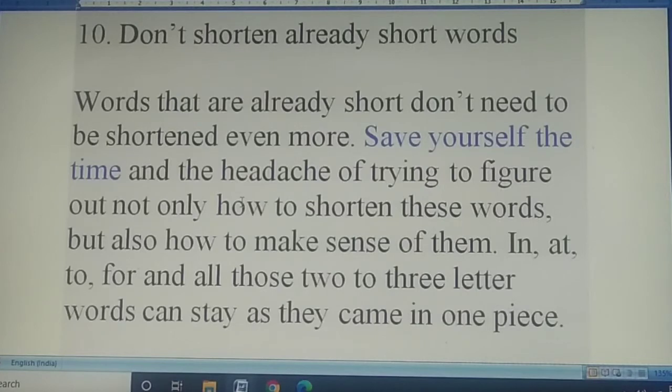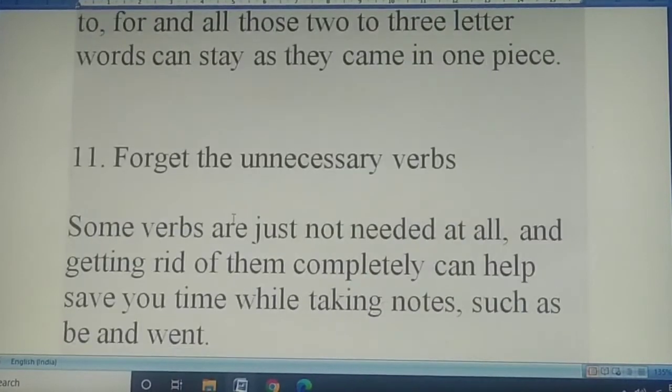Can you shorten these words? No, you can't. These are prepositions, already very short, and all those two or three letter words, for example 'can', it is very silly to shorten. It is already short. So words can stay as they come in one piece. Don't shorten the words that are already small. Try to abbreviate the big words.